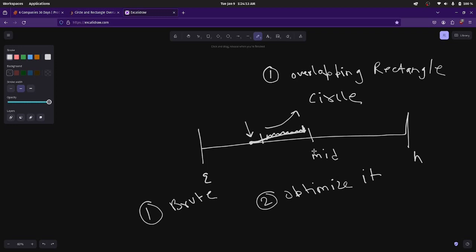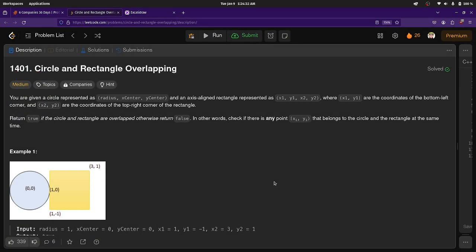Okay, let's look at the problem. You're given a circle represented as radius, x center, y center, and an axis aligned rectangle represented as x1, y1, x2, y2, where x1, y1 are the coordinates of the bottom left corner and x2, y2 are the coordinates of the top right corner.